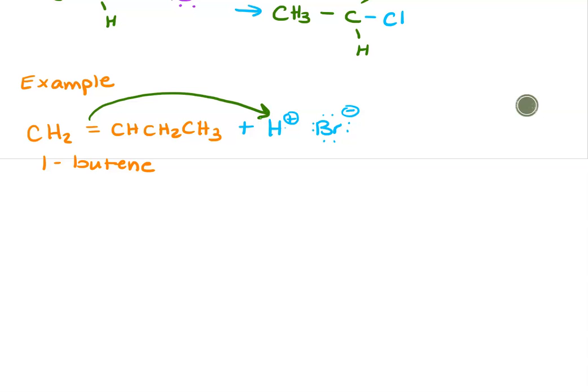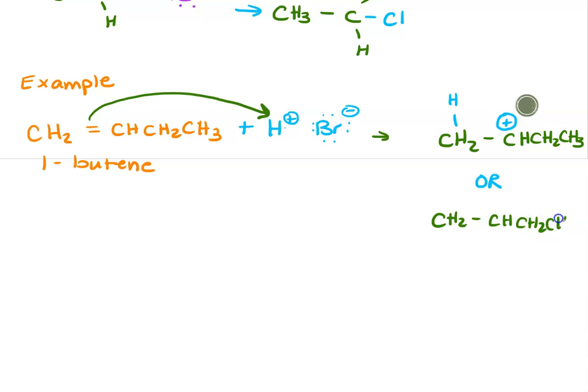All right, so now we have to pay attention to Markovnikov's rule. So with Markovnikov, I can either have the hydrogen go on the outside here. So I have two options. So I can go CH2, CH, CH2, CH3, and I put the hydrogen here and have the carbocation here. Or I can do CH2, CH, CH2, CH3, and I can put the hydrogen here and have the carbocation here.